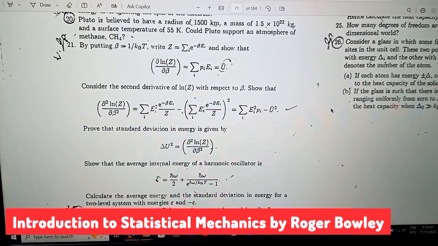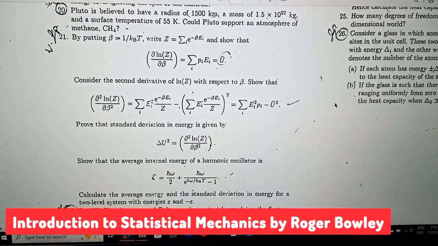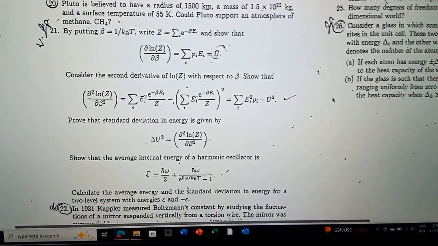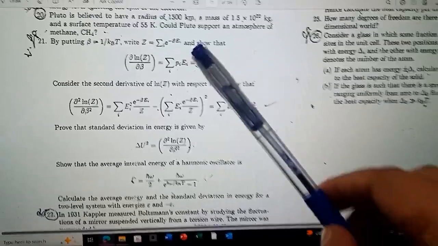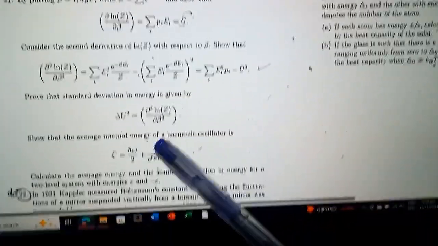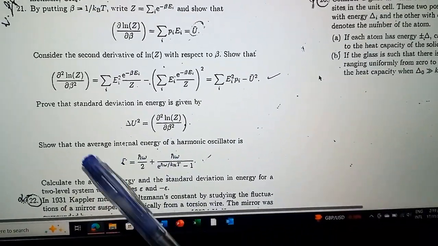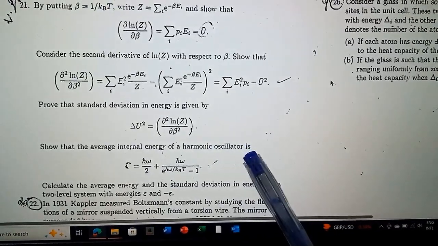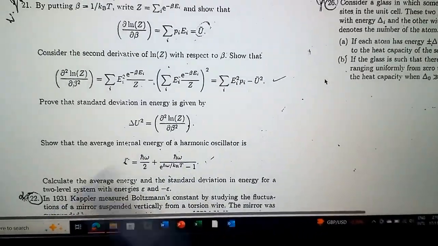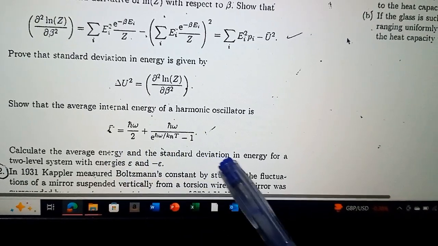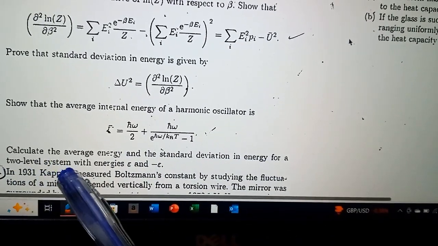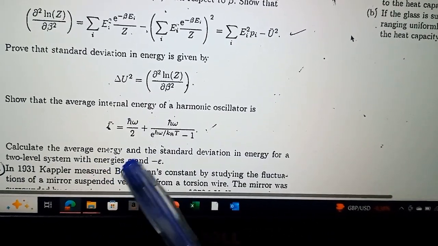In this video, we'll be completing our problem 21, and that's the third part. In the previous parts, we have proved these three relations and we have also derived and proved the average internal energy of a harmonic oscillator to be equal to this expression. In this video, we'll be calculating the average energy and the standard deviation in energy for a two-level system with energies E and negative E.